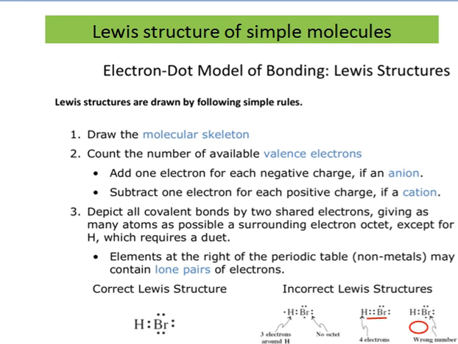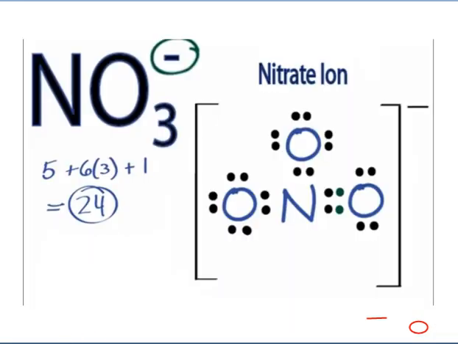Now I am giving an example. From that example you can understand very easily how to draw the Lewis structure for a molecule. The molecule may be a cation or an anion. Here I am giving an example of an anion because it contains one negative charge: the nitrate ion, which has the formula NO3 minus. It contains one negative charge, that means it is an anion.